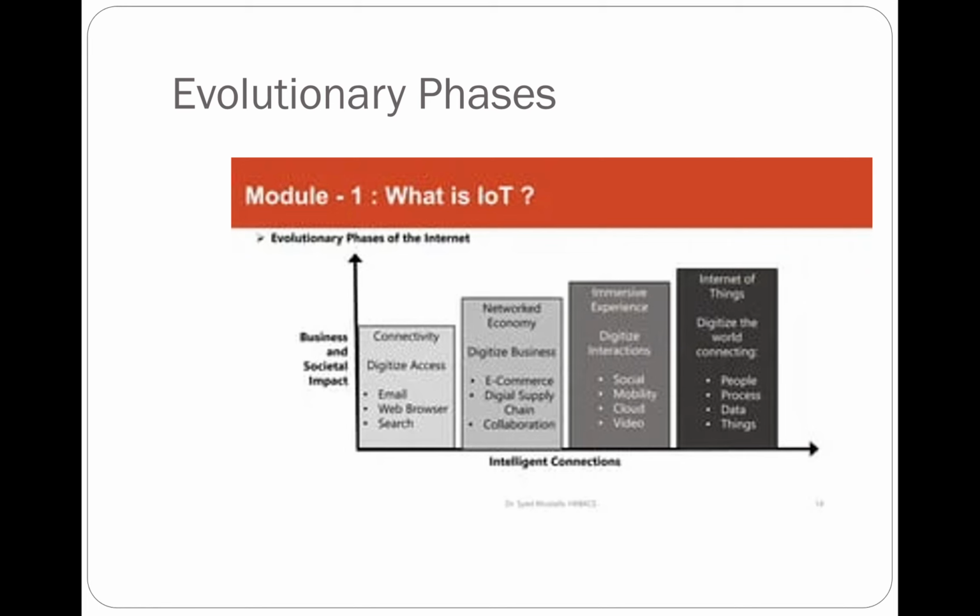So the suppliers and vendors can easily communicate with the producers. Immersive experiences like social media and videos, for example, initially we were buying CDs and DVDs to watch movies, but after this phase, we can watch everything on our mobile itself. Then Internet of Things is the digital phase. Everything is digitized.